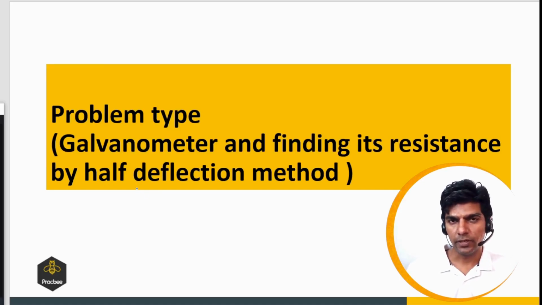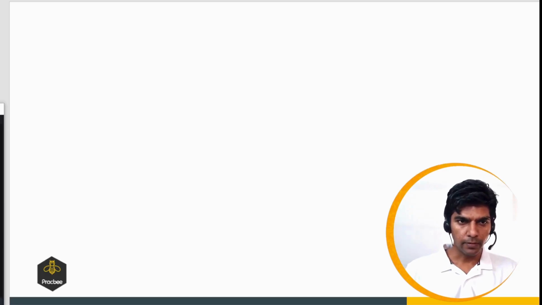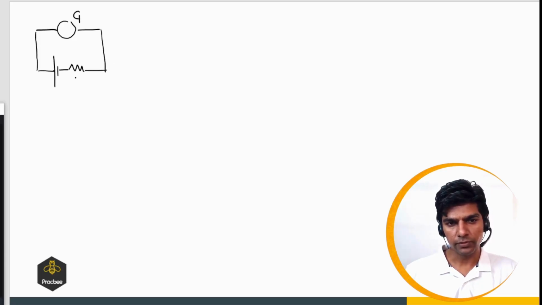So it is an experimental setup that we use to find the resistance of a galvanometer. Let us see the setup, and then we'll see the numerical based on this concept. Suppose we have been given a galvanometer and we want to find its resistance, and let us say G is the resistance of this galvanometer. We have connected it with a DC source, and there is a high resistor connected in series with the DC source. Let us say this is R and this is E, and this R is very large in comparison to G.